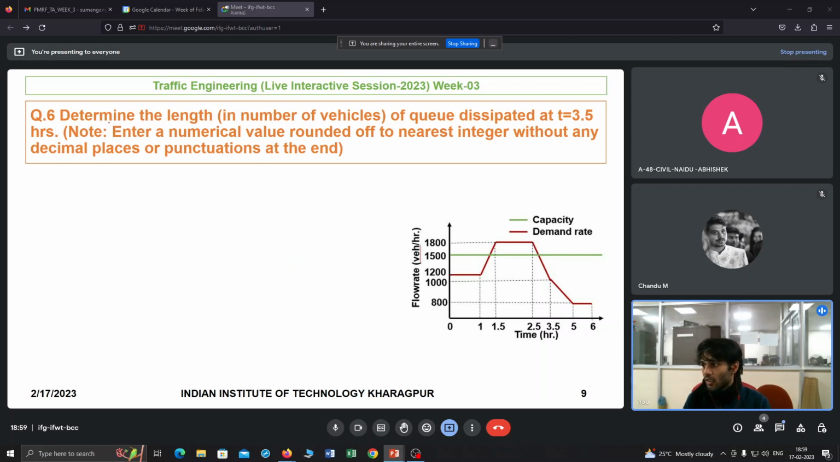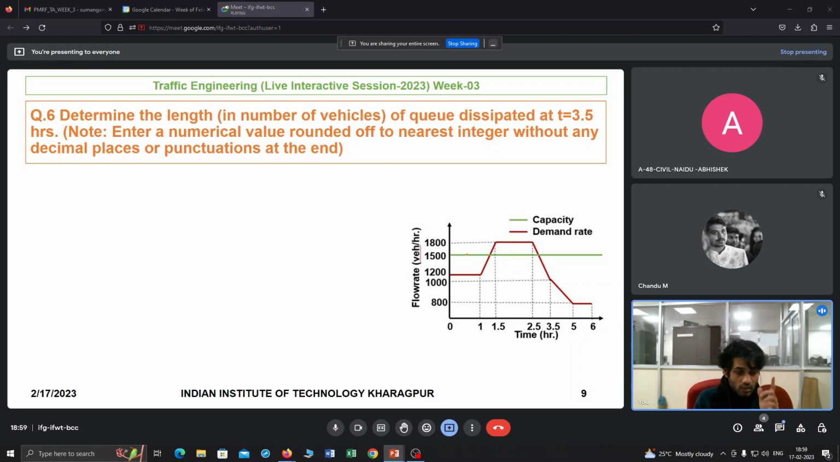So what is the length of the queue? It is an example of the deterministic queuing process. This is the demand rate, which varies at different time periods. Your capacity is fixed at 1500 vehicles per hour. If you remember, in deterministic queuing we have two scenarios.